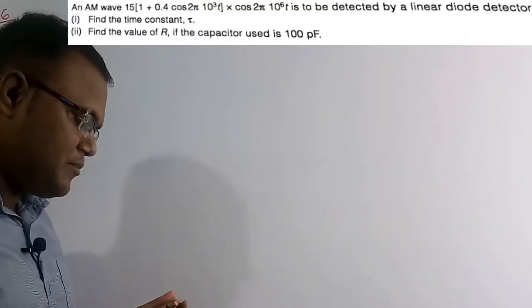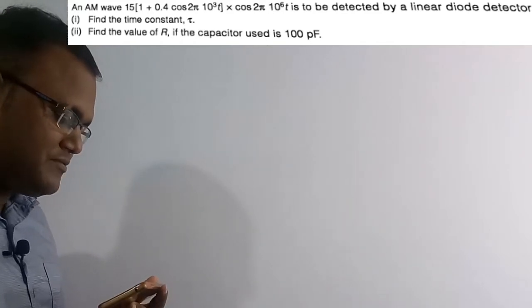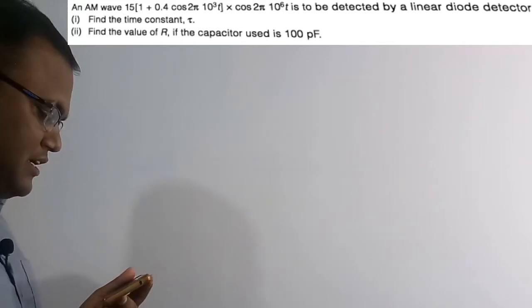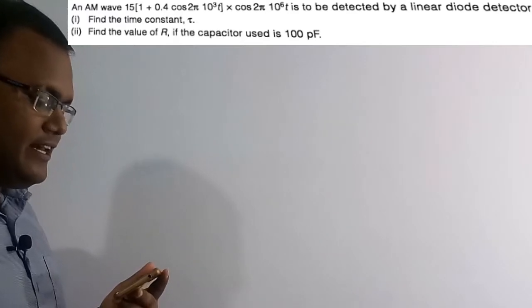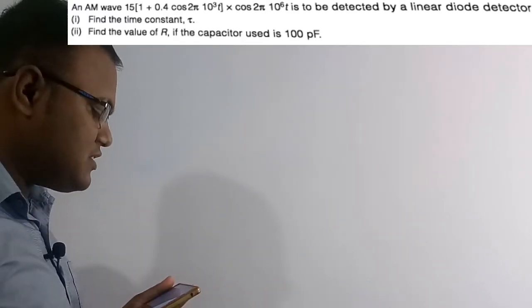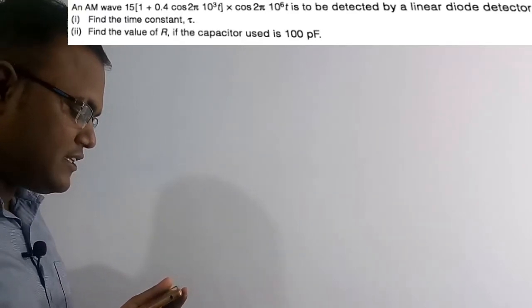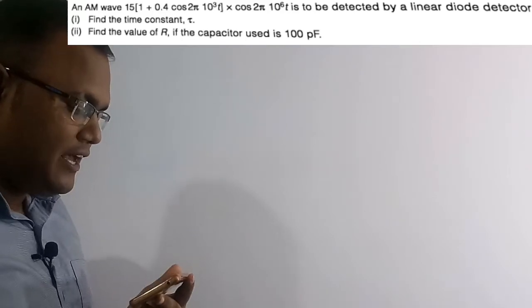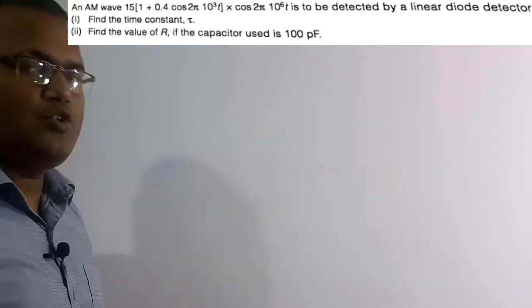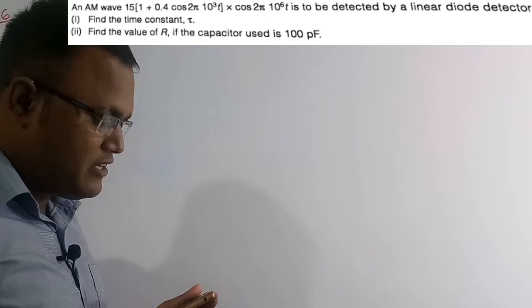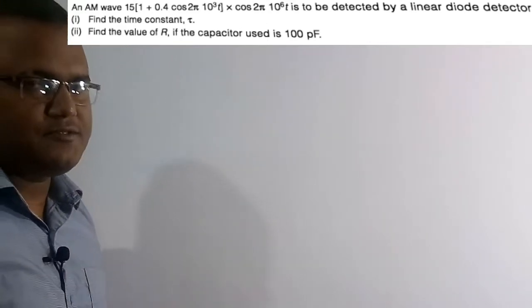So let's get started. An AM wave 15 into 1 plus 0.4 cos 2 pi into 10 to the power of 3t into cos 2 pi into 10 to the power of 6t is to be detected by a linear diode detector. First, find the time constant tau, and second, find the value of R if the capacitor used is 100 picofarad. This question was given in the IAS 2009 for 8 marks.